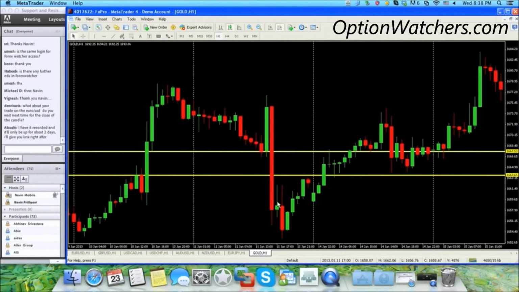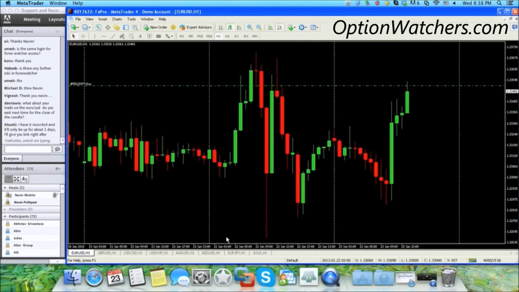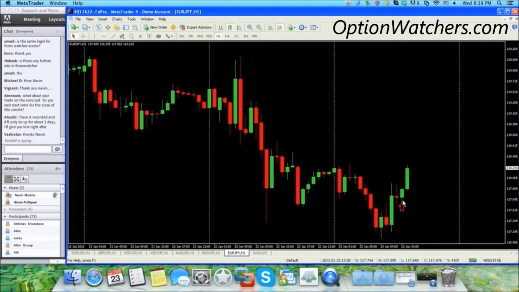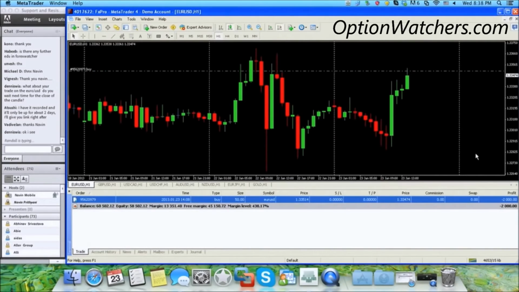Dennis, what about your trade on Euro USD? Oh yeah, sorry, I forgot about the trade on Euro USD. No, it's still running. The reason why it's still running, Euro Yen. This is why. Take a look at this current candle, looking good. So Euro USD is still running for me. Oops. Okay, now at 2,000.